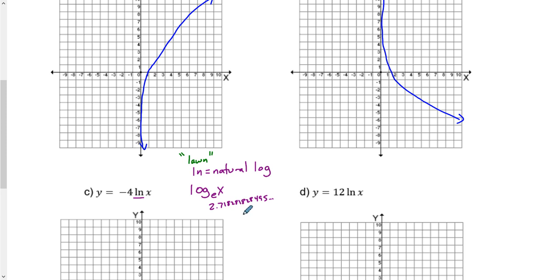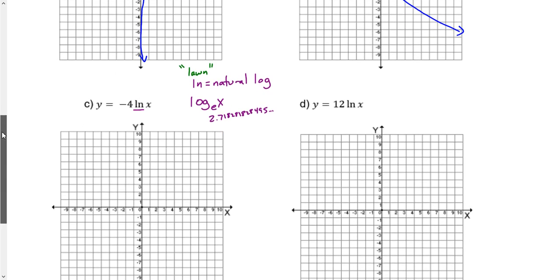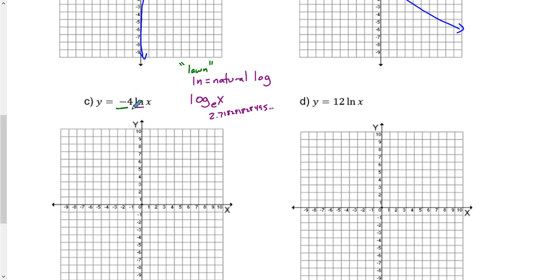Well, it's bigger than 1, which means it should naturally be an increasing logarithm. Well, what's going to change it is that number in front. That number in front is your a value, which means we'd have a negative ln, and I'm just doing a sketch, and a positive ln.